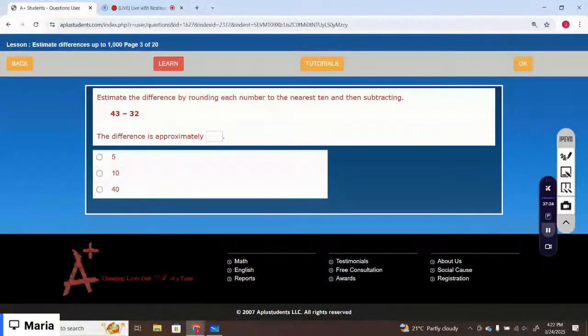Estimate the difference by rounding each number to the nearest 10 and then subtracting. 43 minus 32. So which is the correct option?